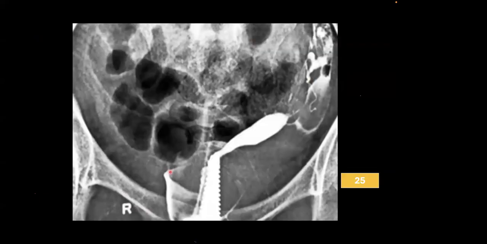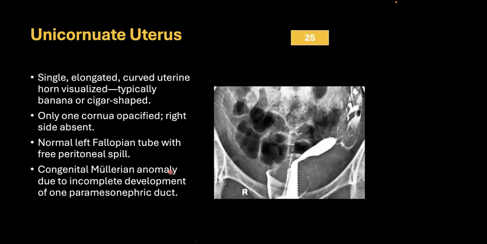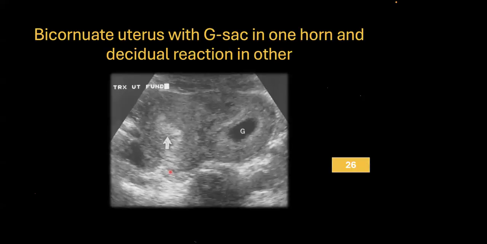Okay, so this is a typical banana-shaped unicornuate uterus, right? So only one cornua we are seeing, which is towards the left. And mostly it happens that the right one is absent and left is patent. Okay, and this also most of you have got it correct. This is a bicornuate uterus and there is a gestational sac along with decidual reaction on the right side. Correct. On the left side, sorry.